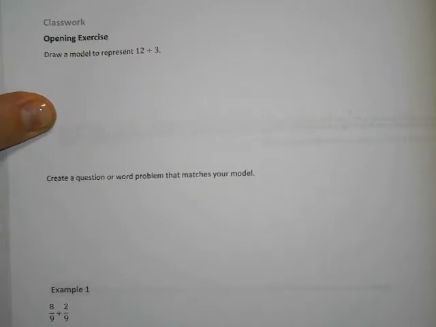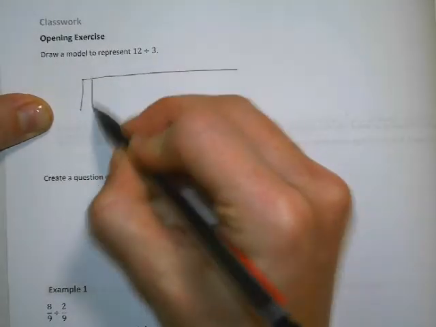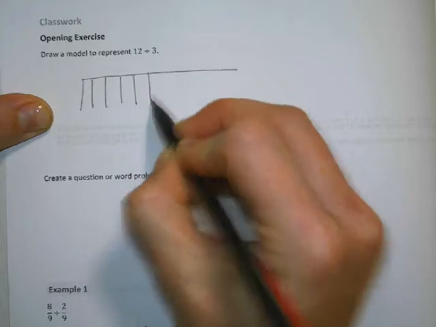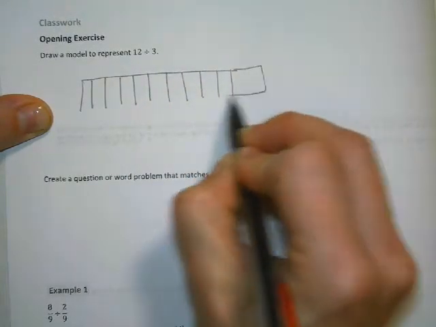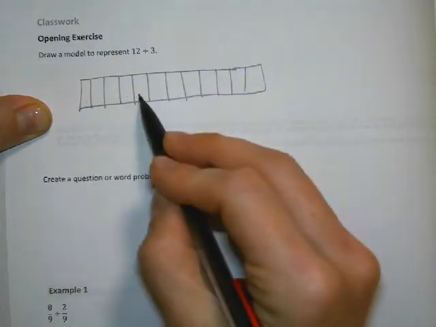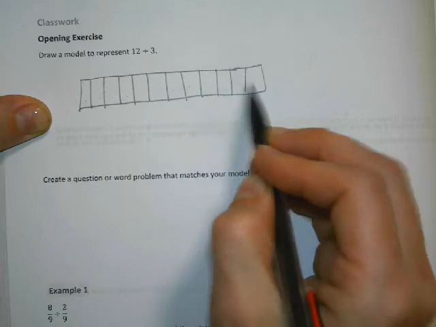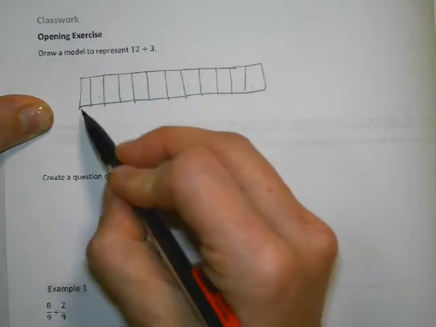Lesson 3, we're interpreting and computing division of fractions by a fraction and using models for this as well. In the opening exercise, it has us draw a model to represent 12 divided by 3. So all you would do is make 12 boxes. 1, 2, 3, 4, 5, 6, 7, 8, 9, 10, 11, 12. And it wants us to break it into groups of 3. That's what dividing by 3 means.